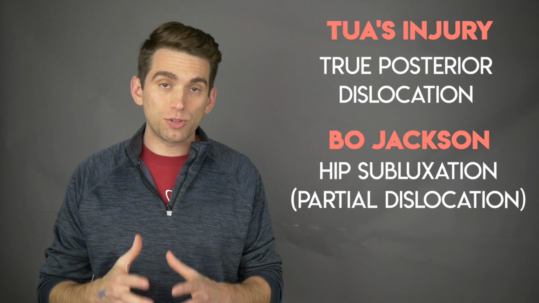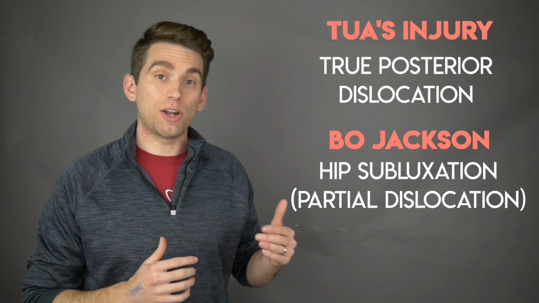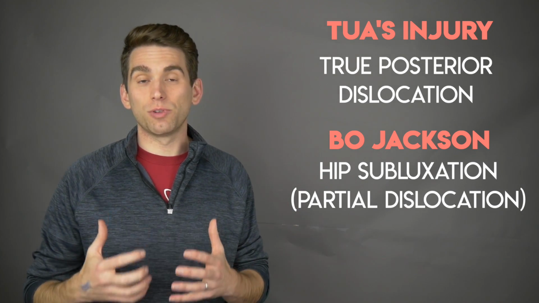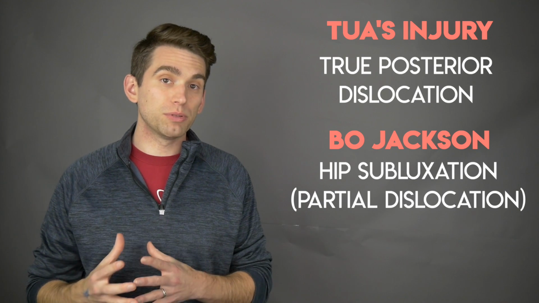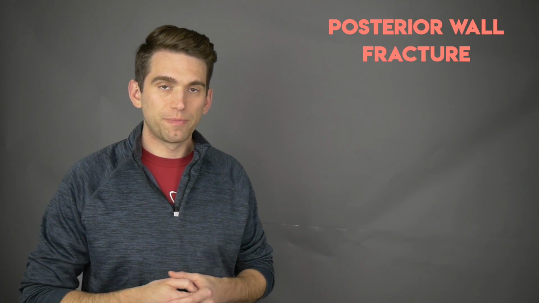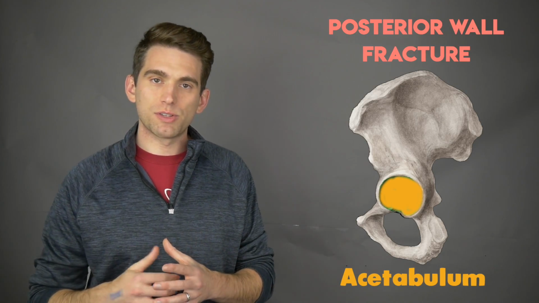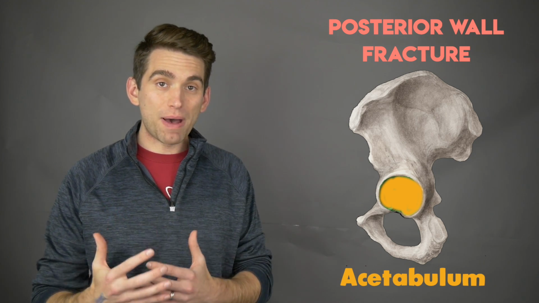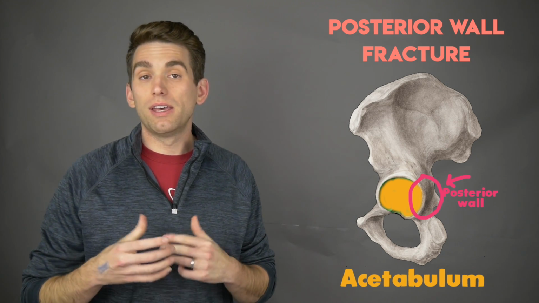But as we saw here with Tua, he couldn't put any weight at all on his leg. And that is really because of the fact that it was a true complete dislocation where the socket and the ball are completely disconnected. The other injury Tua sustained here was what we call a posterior wall fracture. The wall is the acetabulum, and so the posterior wall implies the back portion of the acetabulum that was fractured.